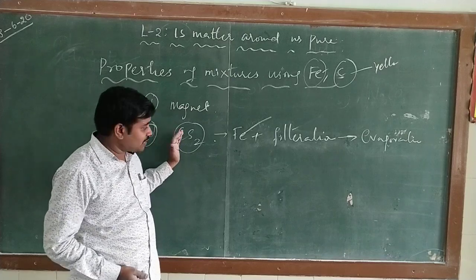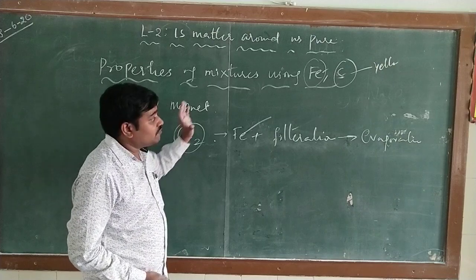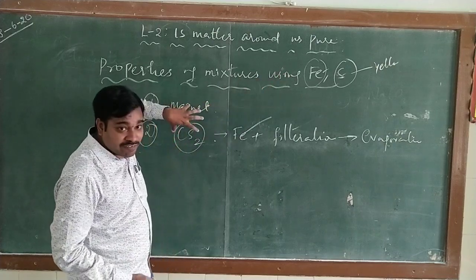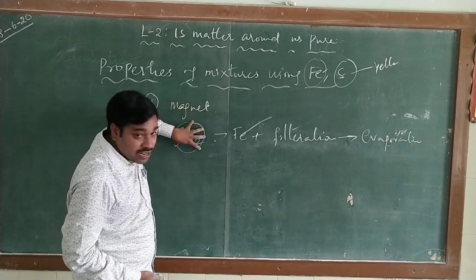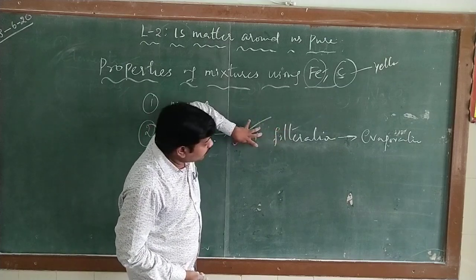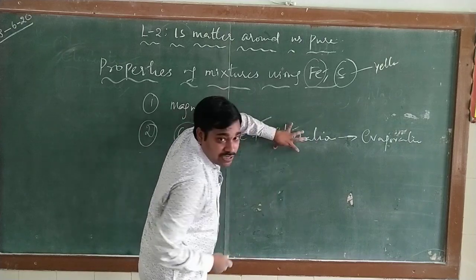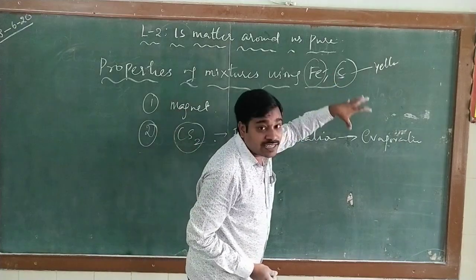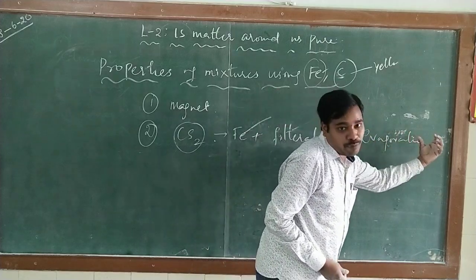One more method to separate the sulfur from the iron is by using an organic liquid called carbon disulfide. If we pour carbon disulfide on a mixture of iron and sulfur, the sulfur dissolves in this organic liquid CS2, whereas iron cannot react with the carbon disulfide. Then the iron is separated through the process called filtration. By filtration we can separate the iron. After that, we can separate the sulfur from the carbon disulfide by a process called evaporation.